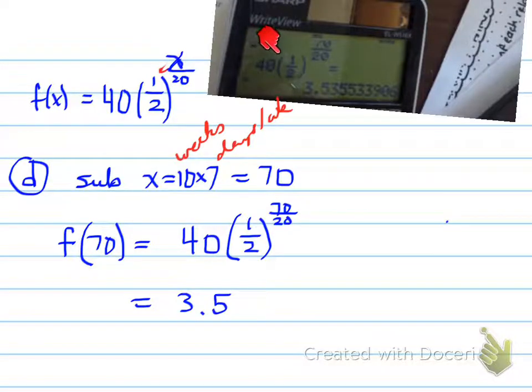This is the reason why I want you to get a calculator, folks. Look at the calculator. It gives us the answer we're looking for. 40 times 1/2 to the power of 70 over 20. I can type that exactly as it is in the calculator, and it will spit me back an answer. The answer here is 3.5355 grams are left after 10 weeks. This is very, very tiny compared to the 40 that we started with.